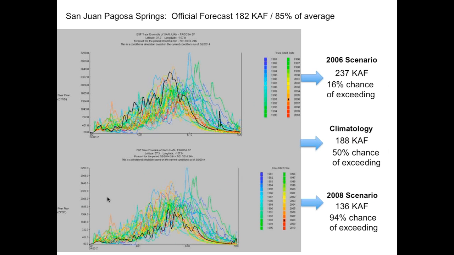In 2006, we were above it. We were about 155% of average for these sites combined. And in 2008, we were really dry. We were 30% of average. So the question is, what happens if either one of those scenarios repeated from this point forward, starting with today's conditions in the basin, with today's snowpack, with today's soil moisture, with today's base flows.